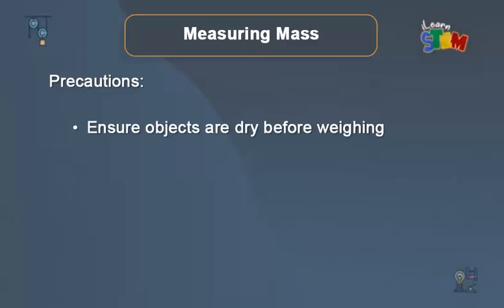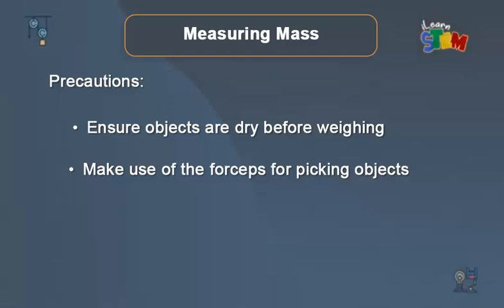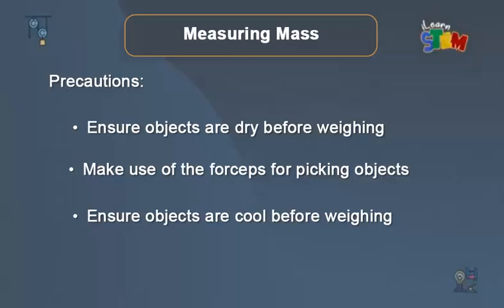There are certain precautions to take while using the beam balance. First, make sure objects are dry before being placed on the scale. Secondly, use the forceps instead of your bare hands for picking up objects. Lastly, allow hot objects to cool before weighing. Remember, accuracy is our major aim. So anything that will alter the results should be avoided. Well done, students. So far, you are doing great. Now, we will look at how we can measure time using a stopwatch.